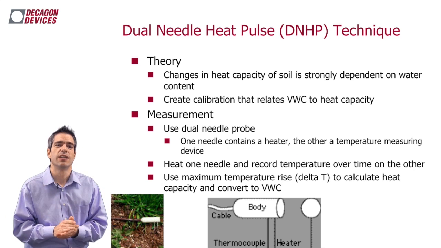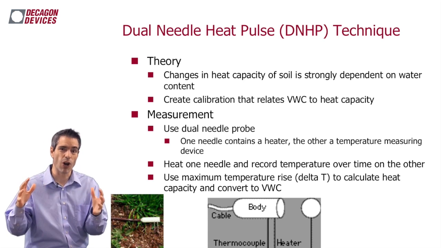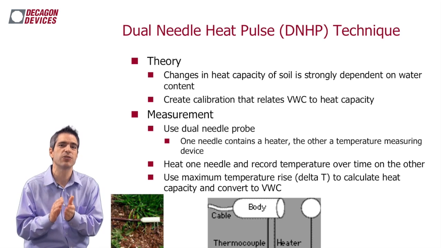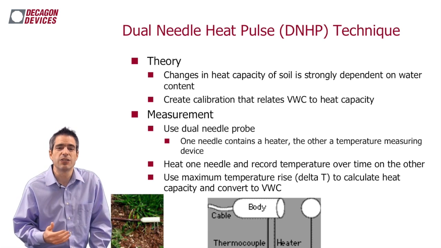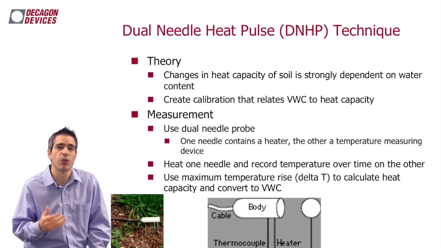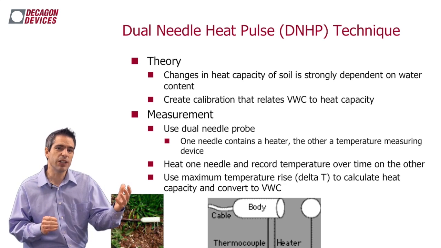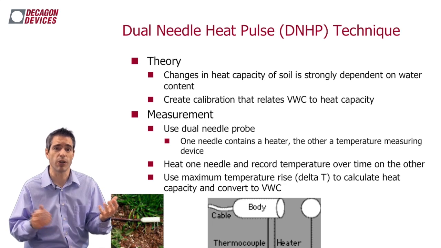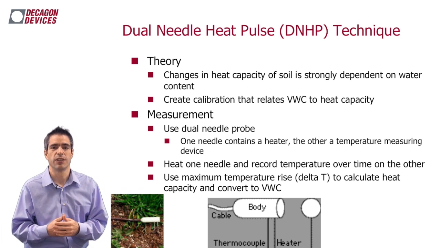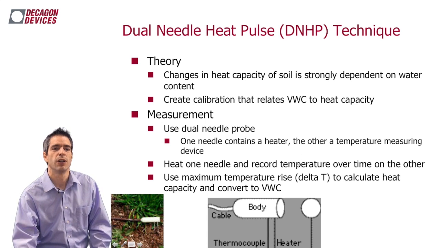Now, the next sensor we're going to talk about is the dual needle heat pulse probe. Now, we go from the largest volume of influence all the way down to the smallest volume of influence. And let me tell you about this sensor. The theory behind it is that changes in the heat capacity or the heat storing ability of the soil are strongly dependent on the water content. And that probably makes a lot of sense. So we can create a calibration that relates the ability to store heat of that soil to the volumetric water content.